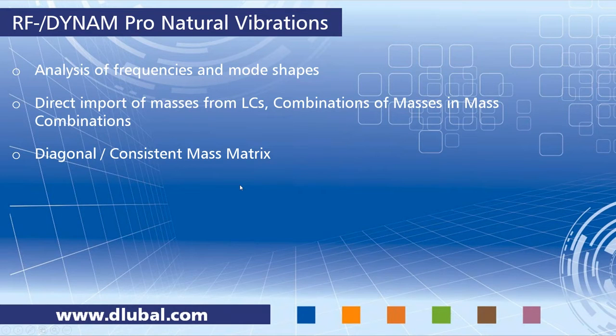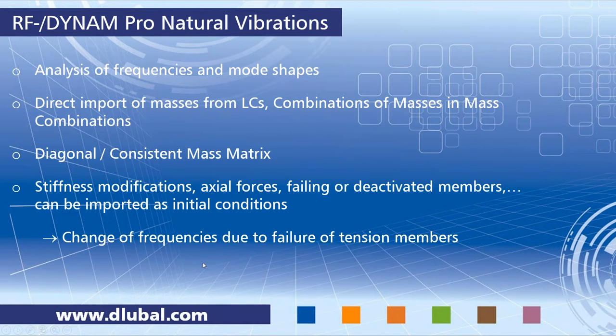You can import masses directly from load cases, and you can combine masses and mass combinations. You have different mass matrices available, but the most important thing for today is the stiffness modification feature that I want to show you today. We want to use this to study some failure of tension members. So how are frequencies actually changing when tension members are available or when we deactivate them?